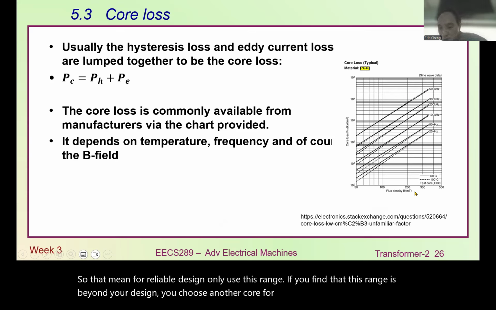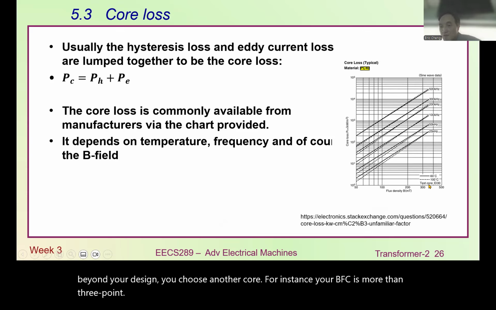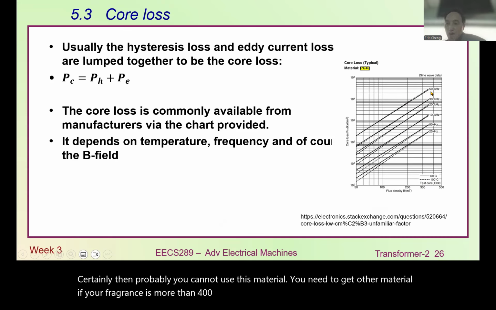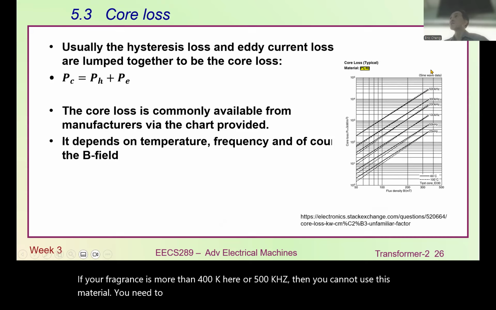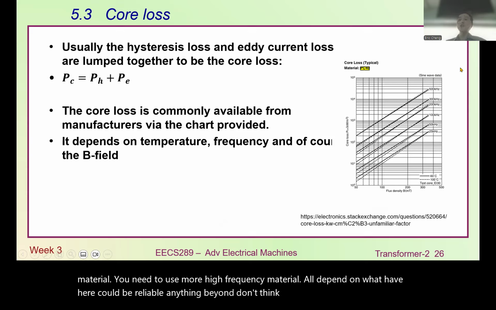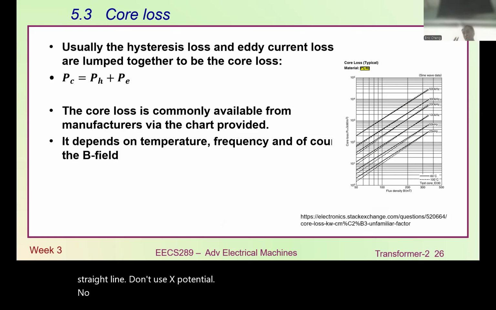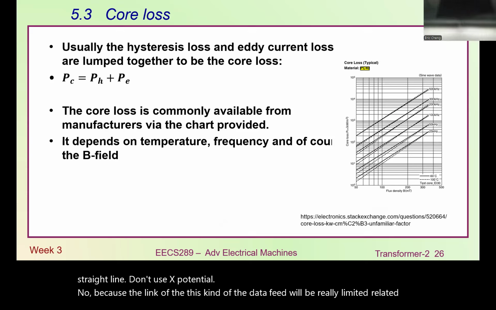For instance, if your B field is more than 3.7, then probably you cannot use this material. You need to get another material. If your frequency is more than 400K or 500K hertz, then you cannot use this material. You need to use a higher frequency material. It all depends on what is shown here being reliable. Anything beyond, don't think the curve will be a straight line. Don't use exponential extrapolation, because the range of this kind of data fit is really limited. We can never guarantee how accurate they are.